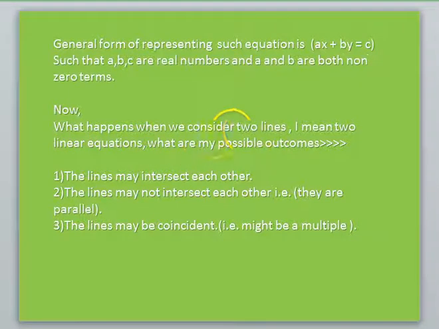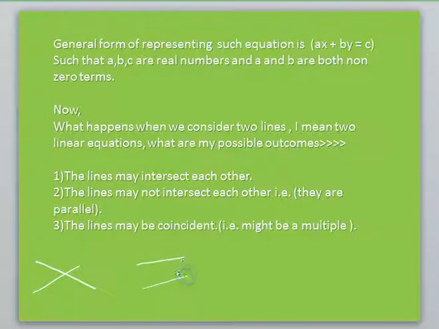Now, what happens when we consider two lines? I mean, two linear equations. What are my possible outcomes? The lines may intersect each other, as I have shown here. The lines may not intersect each other, as they are parallel.